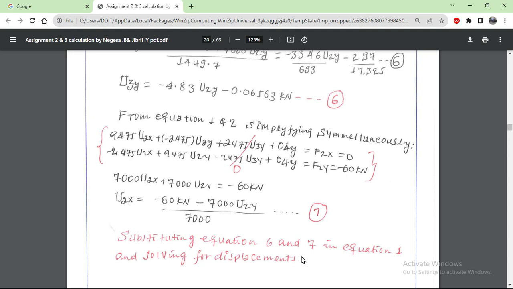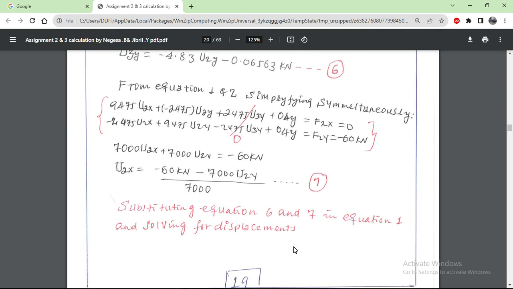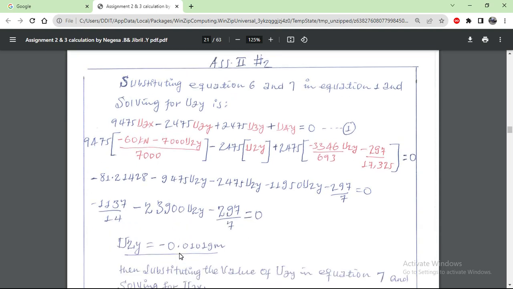Substituting equation number 6 and 7 in equation number 1, in here. Solving for displacements. Substituting equations 6 and 7 in equation number 1. Solving means this one. We get equation number 1 is this one. Then substituting equations number 6 and 7, we give our reduced equations.